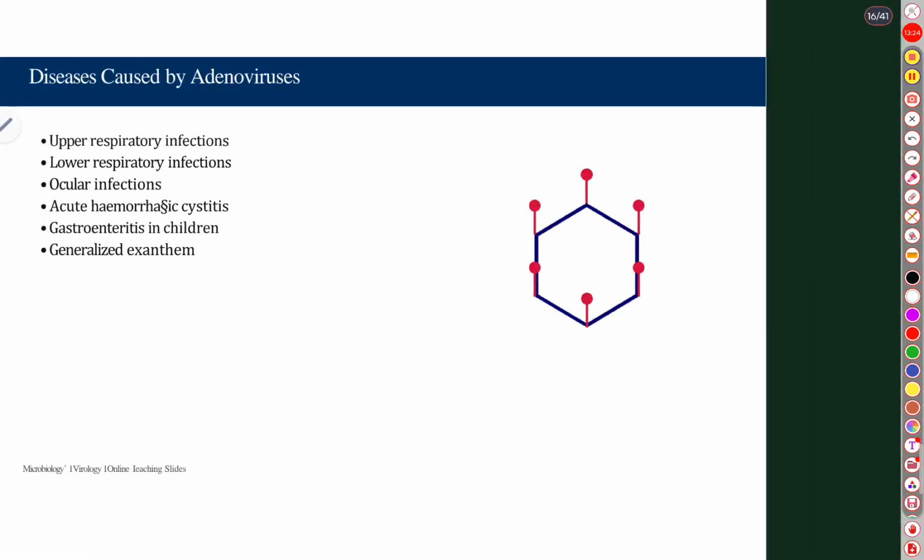So moving further, what are the diseases caused by adenovirus? The upper respiratory tract infection, lower respiratory tract infection, ocular infection, acute hemorrhagic cystitis, then the gastroenteritis in the children, and the generalized exanthema.